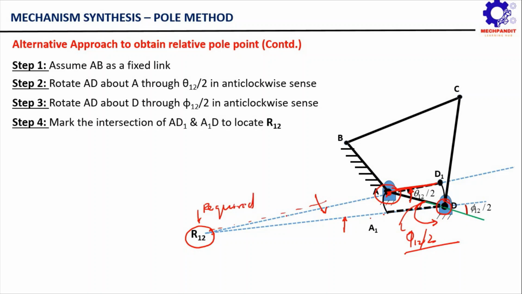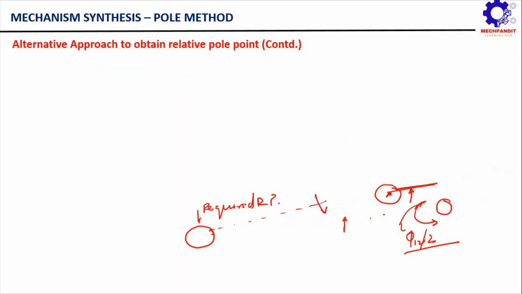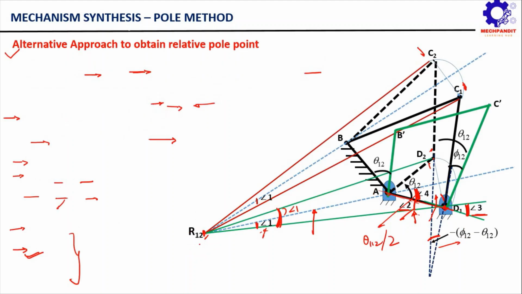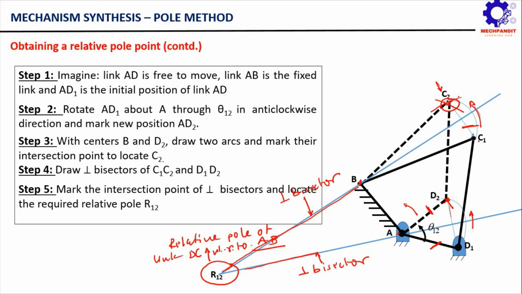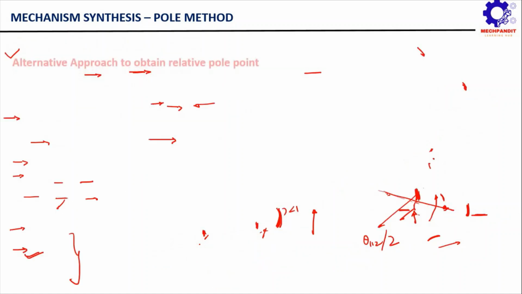So what actually happened? Let us see this. To comprehend this in a better manner, we are going to the previous slide. Let us see it once again. What was actually happening in the previous slide? We were locating this point C2, then drawing the perpendicular bisectors of C1, C2 and D1, D2, then finally marking the intersection, and we used to obtain the relative pole point R12.